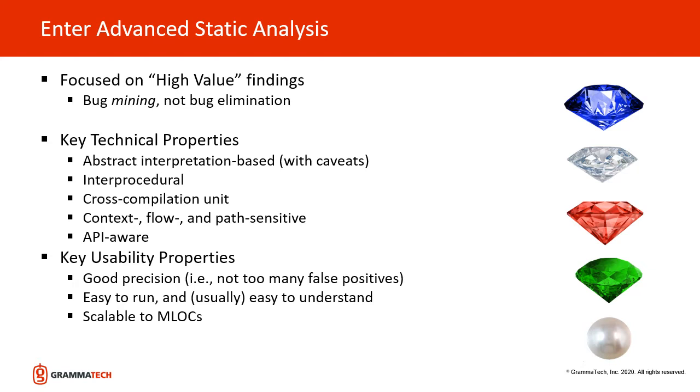The key technical properties of these tools are the following. They were abstract interpretation based, that is, they would do some kind of simulated execution of the program using some kind of abstract domain, not necessarily the kind of very formal sound abstract interpretation that some of you may be familiar with, but abstract interpretation all the same. They were, of course, interprocedural, whole program, sensitive to context, flow, and path, and aware of APIs. That is, they had knowledge of key points in the domain of APIs that were important. So not just the C library, but also libraries like operating system libraries and the like.